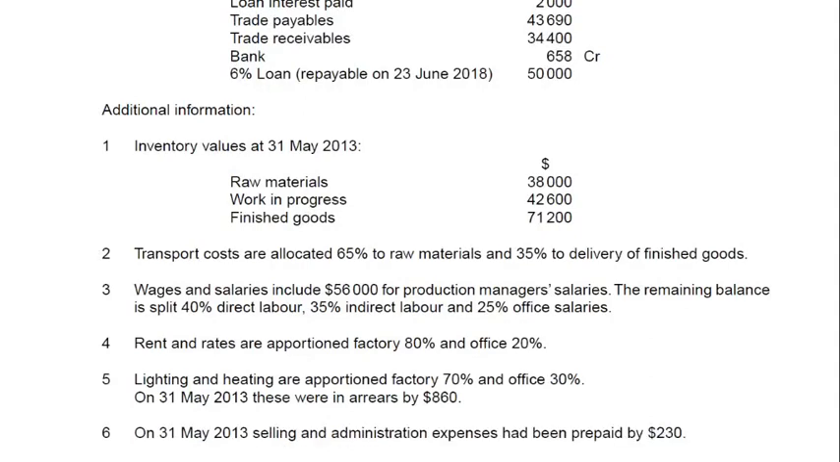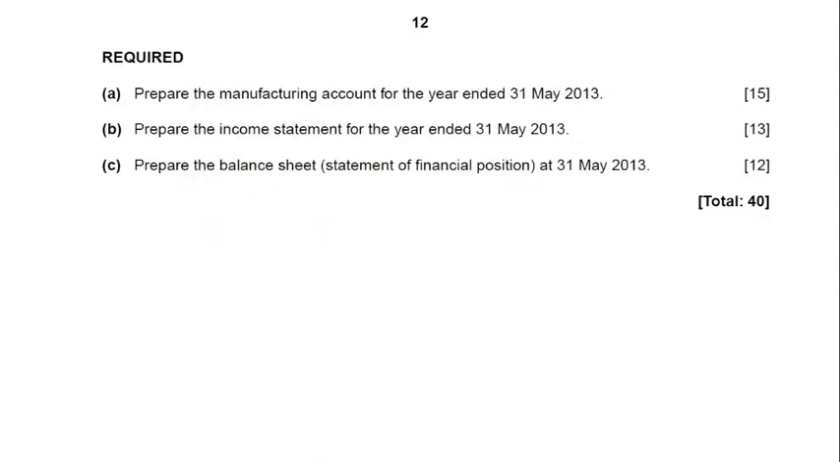Then we have some other adjustments, and finally there is a requirement. It is a 40-mark full-length question. First we need to prepare the manufacturing account, which is worth 15 marks in the CAIE exams. Then we need to make an income statement, previously known as trading and profit and loss account, but the new name is income statement. Then we have a statement of financial position, which was previously known as balance sheet, which is worth 12 marks. This total makes a 40 marks full-length question.